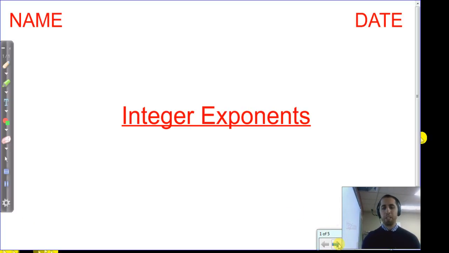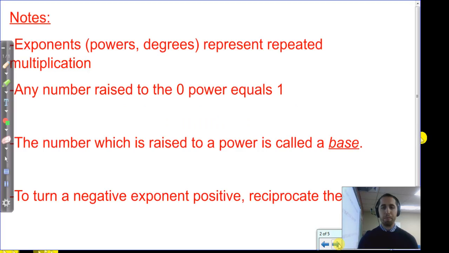Integer exponents, so we're talking about taking any real number, and of course we know integer means all whole numbers and their opposites, so what's going to happen if we use an exponent that's either a positive or a negative whole number? First note we need is that exponents, or powers, or degrees, we know it goes by a couple different names, represent repeated multiplication.